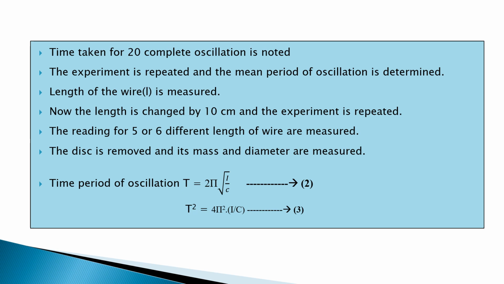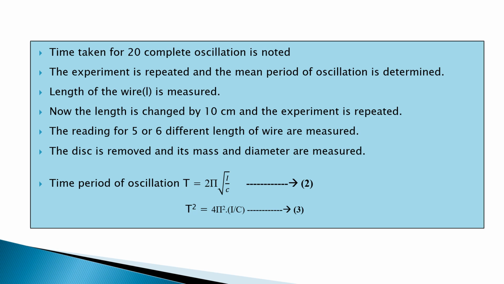Now I am going to make the disc undergo 20 oscillations. With the help of a stopwatch, I measure the time taken by the disc to undergo 20 oscillations. The time is noted. The experiment is repeated and the mean time period is determined. Now the length of the wire is measured. For a particular length of wire, I make the disc undergo 20 oscillations and take the time. For example, if the time for 20 oscillations is 10 seconds, then the time period is 10 seconds divided by 20, which is the time period for one oscillation.